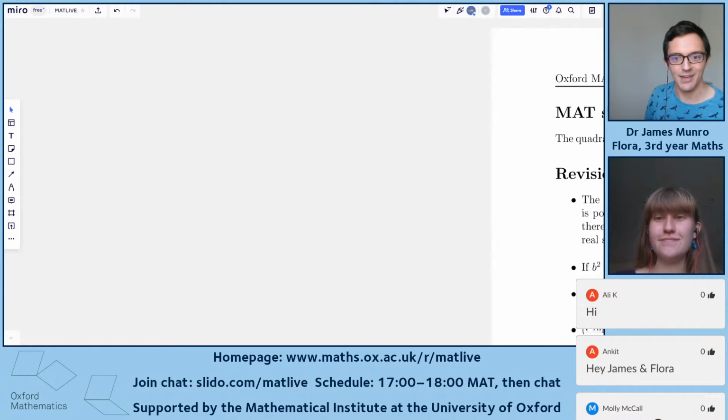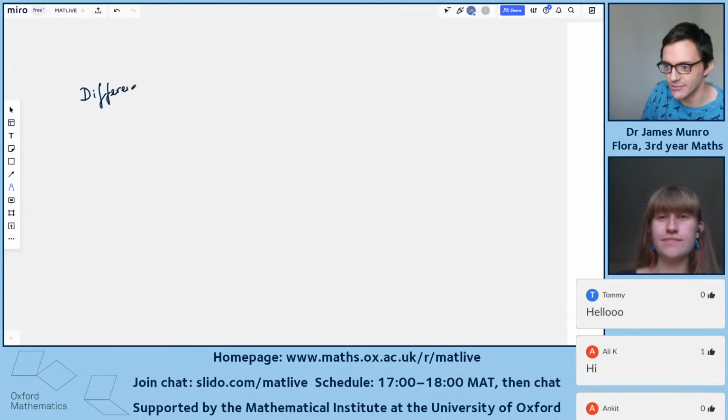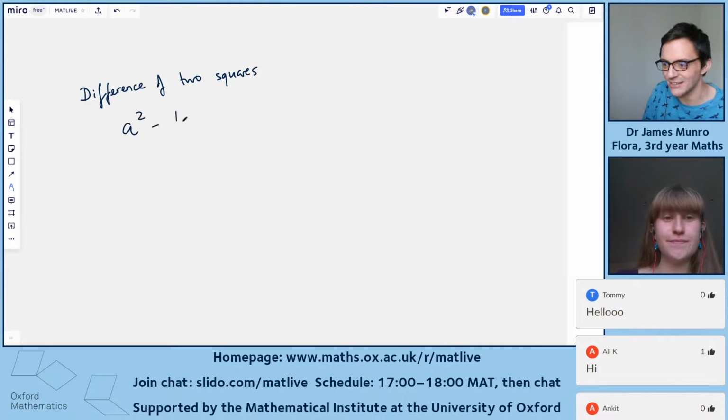We're going to start with some maths like we always do. I've been thinking about the difference of two squares. Difference of two squares is one of my favourite things. Let's see if I can spell difference. That's the hard bit, really. Difference of two squares looks like this: a squared take away b squared. And this factorises really nicely.